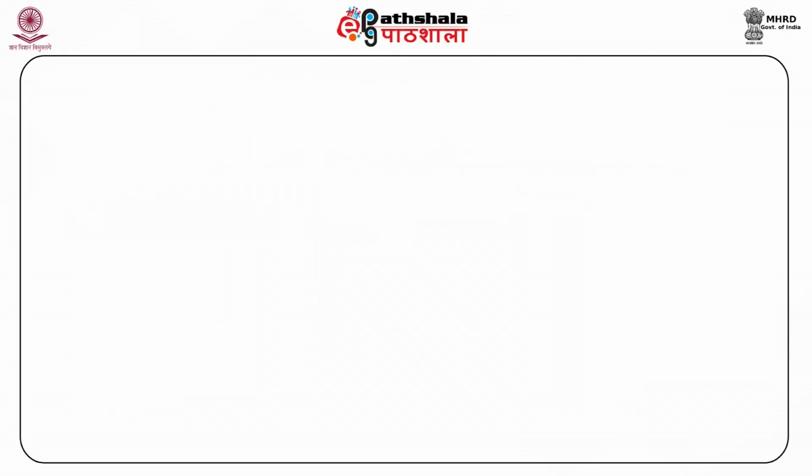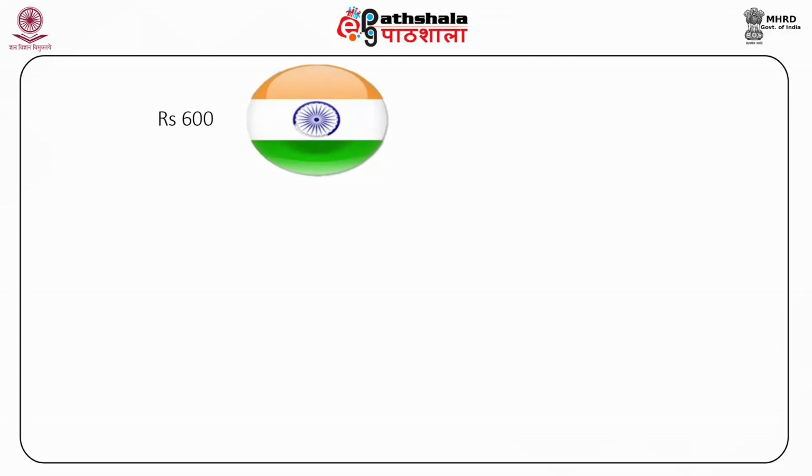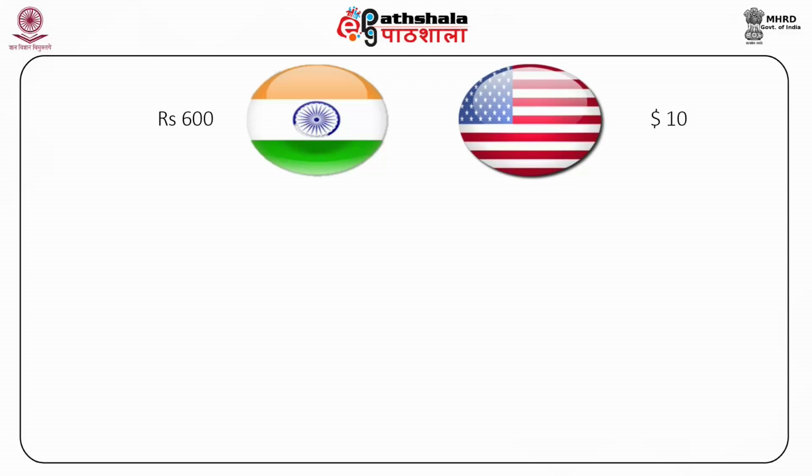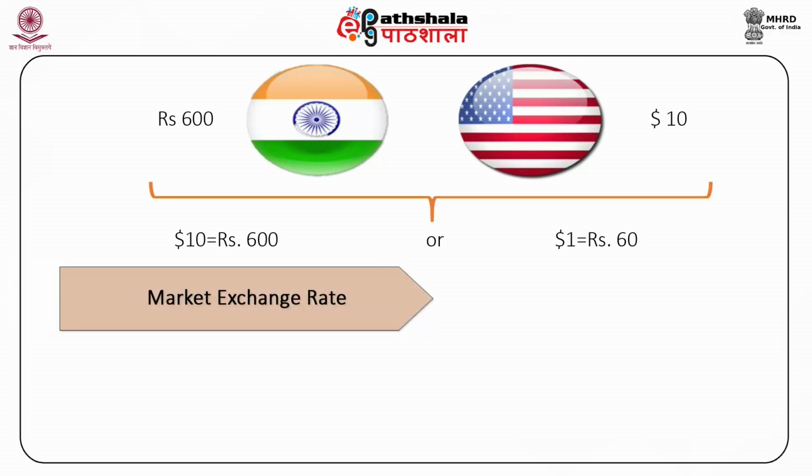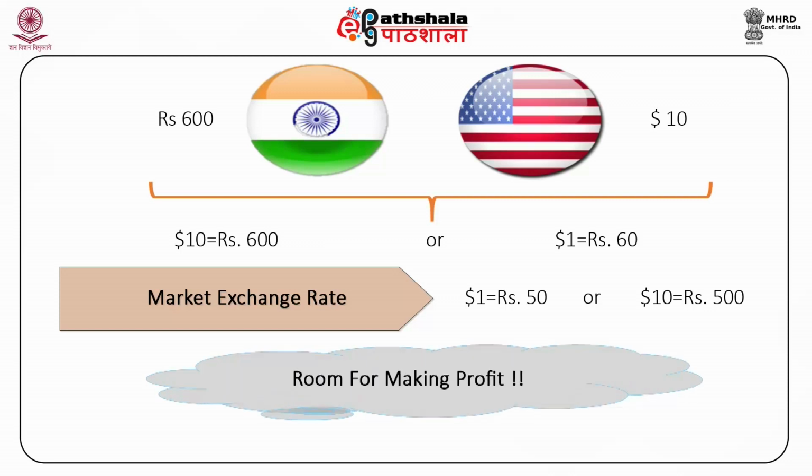Suppose you can buy a basket of commodities at rupees 600 in India, and suppose the same basket costs $10 in USA. Then, according to the purchasing power parity theory, the rupee dollar exchange rate should be $10 equals rupees 600, or $1 equals rupees 60. Suppose instead the market exchange rate in such a case is $1 equals rupees 50, or $10 equals rupees 500, then this leaves room for making profits.